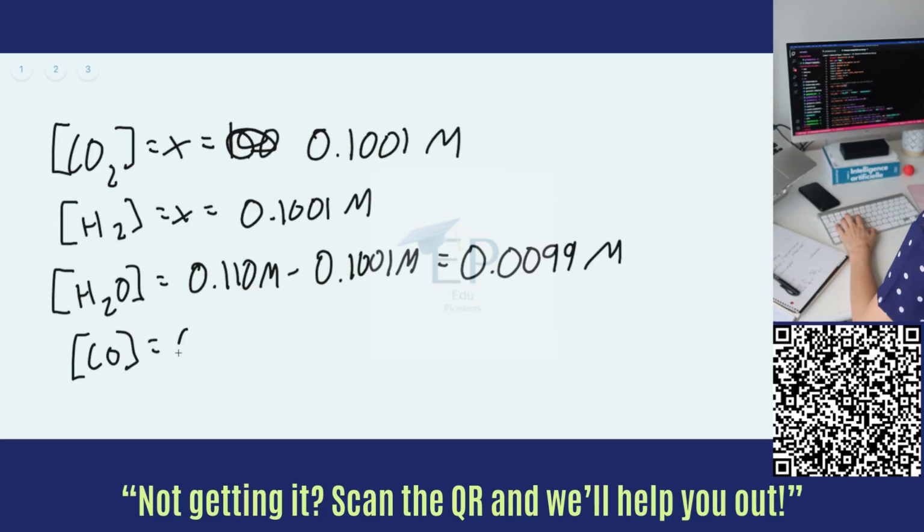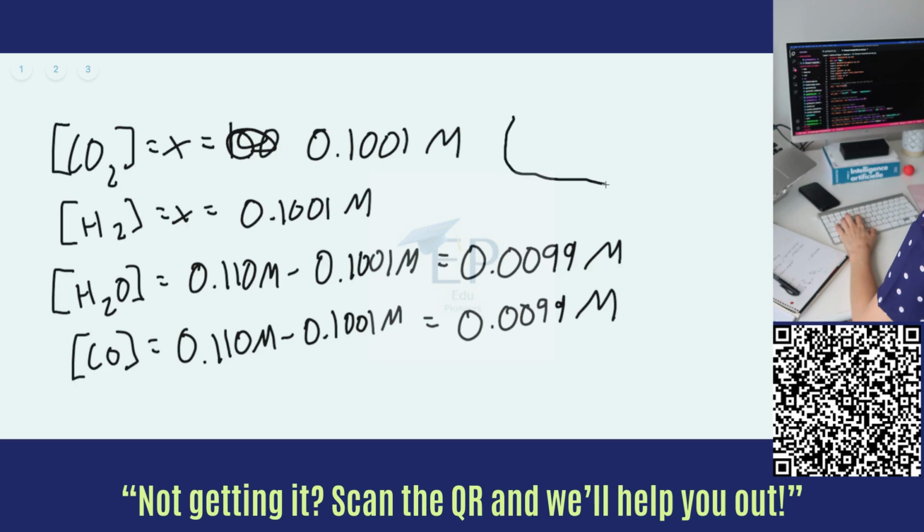And our concentration of CO is going to be the same, since our initial concentration was the same. So with that, we have all 4 of our equilibrium concentrations of products and reactants.